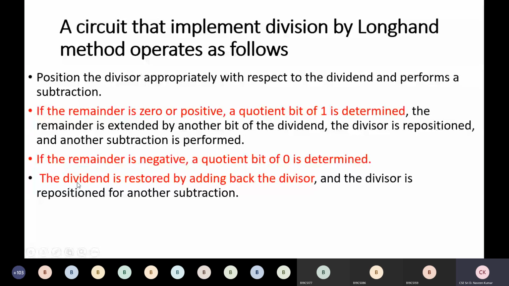Okay, and the dividend is restored by adding back the divisor. So after adding the divisor, for example, in our previous example 13, we get back the dividend. The restore operation is A plus M. A consists of the dividend and M is the divisor.